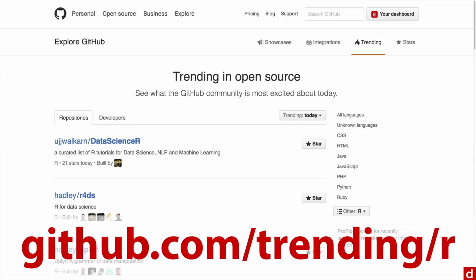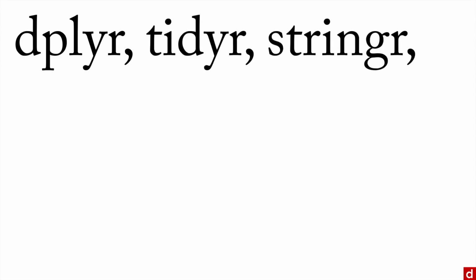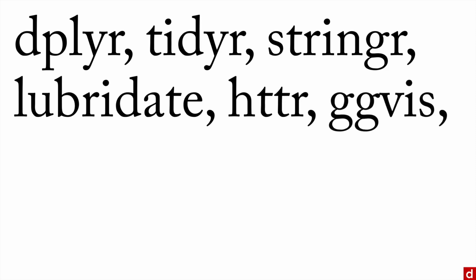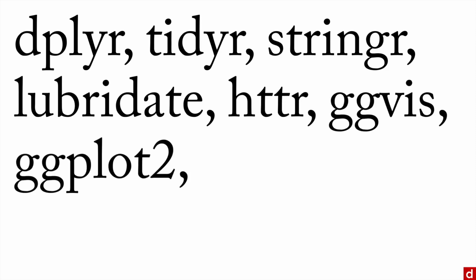Now, regardless of how you get them, let me show you the ones that I use most often. And I find these make working with R really a lot more effective and a lot easier. Now, they have kind of cryptic names. The first one is dplyr, which is for manipulating data frames. Then there's tidyr for cleaning up information, stringer for working with strings or text information, lubridate for manipulating date information, httr for working with website data, ggviz, where the GG stands for grammar of graphics. This is for interactive visualizations.